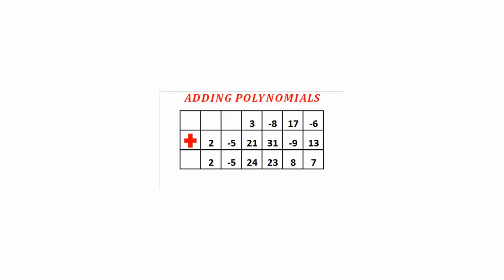Adding polynomials. Our first polynomial, and I've written them in boxes instead of using parentheses and commas. So we have 3, negative 8, 17, negative 6. What does that stand for? So count from right to left. Number, x, x squared, x cubed. It's 3x cubed minus 8x squared plus 17x minus 6. You don't need to do that.